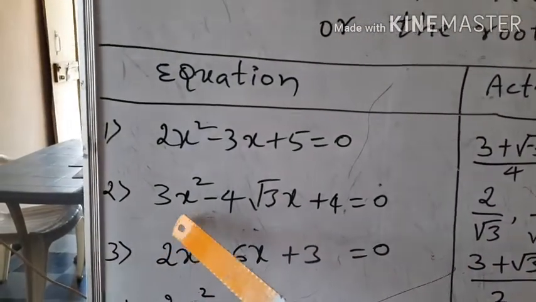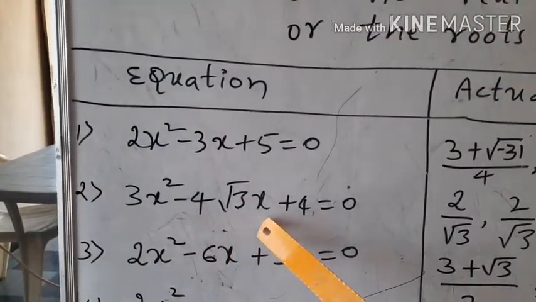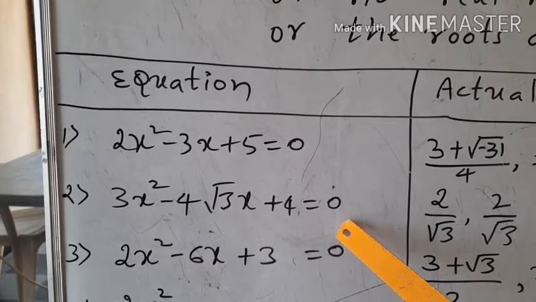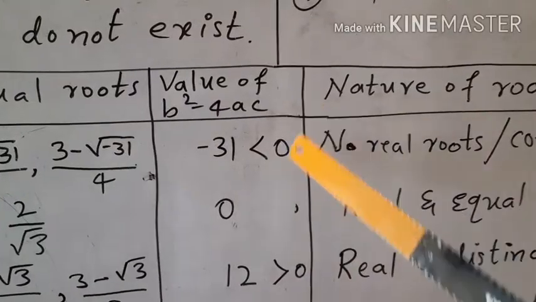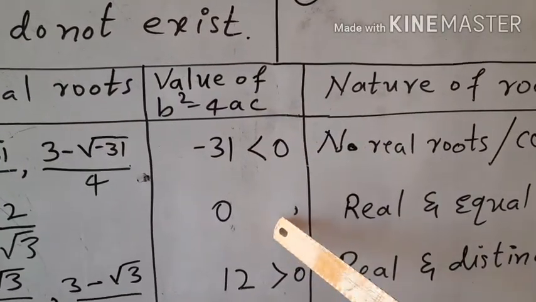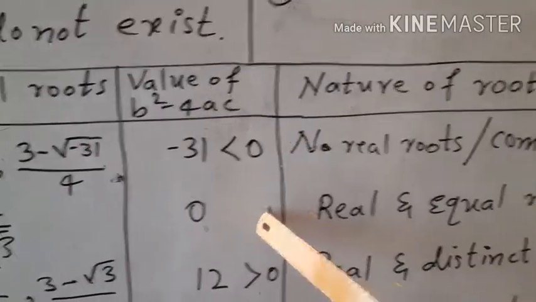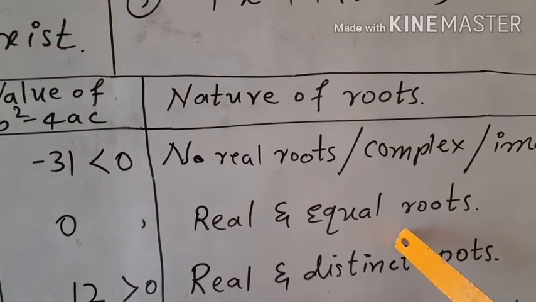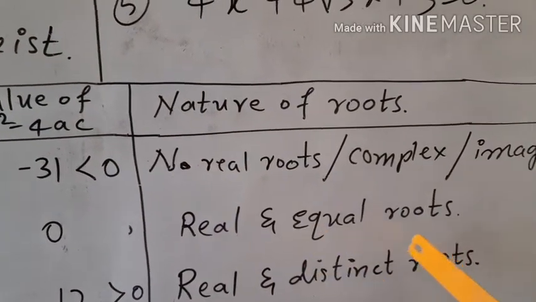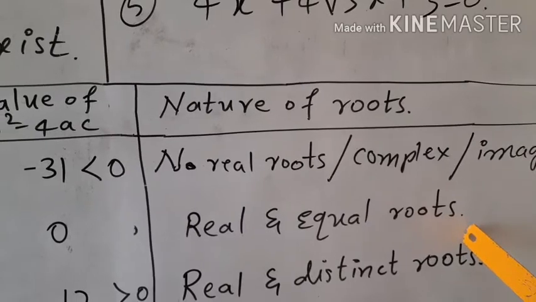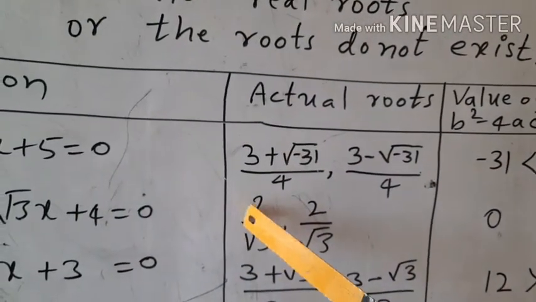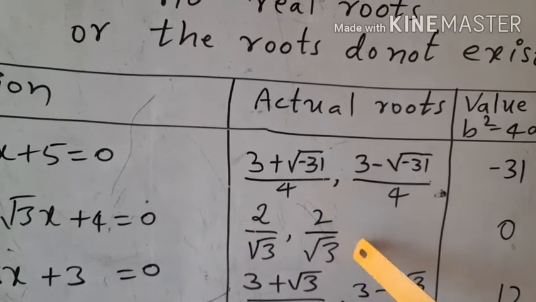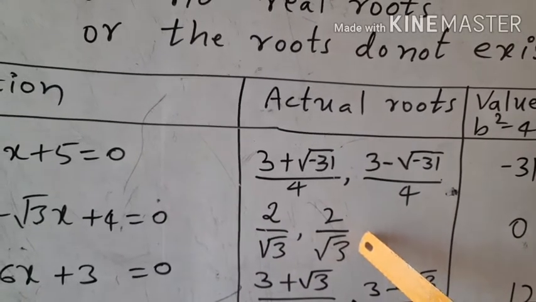Second example, 3x square minus 4 into root 3x plus 4 is equal to 0. And if we calculate its b square minus 4ac, the value is equal to 0. Therefore, the discriminant is 0. Then we can say that the nature of the roots is real and equal roots, right? Let us actually calculate their roots and see. Look at the roots. Roots are 2 by root 3 and 2 by root 3, which are real and equal, right?